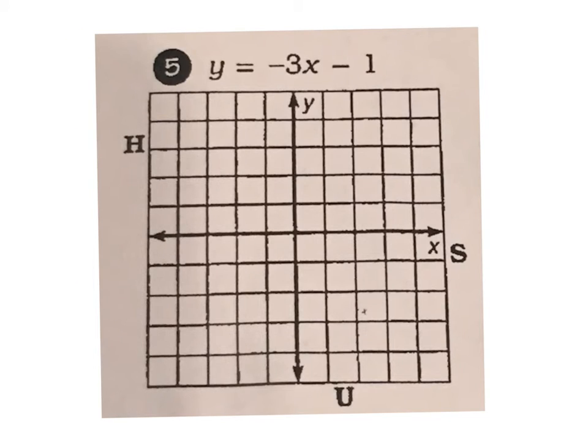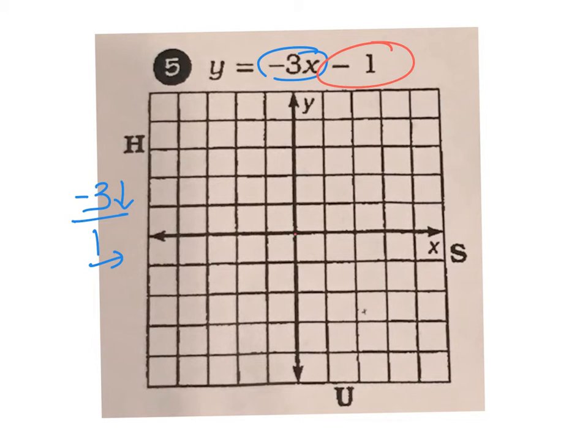Number 5 is y equals negative 3x minus 1. So our slope is negative 3, and to write that as a fraction, we would say negative 3 over 1. So this means we're going down and to the right. And then our beginning value is negative 1.